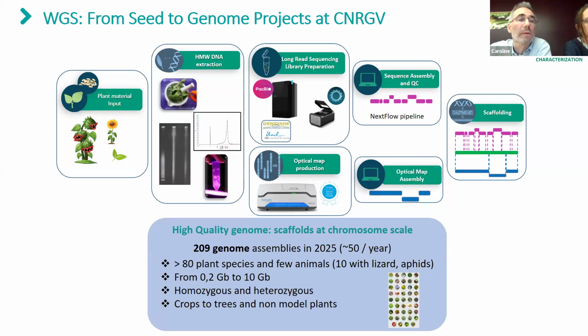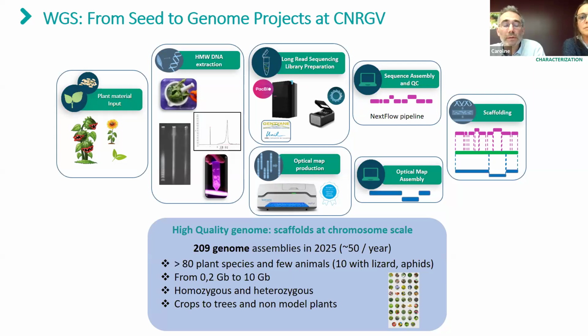So if you send us seeds or plant leaves, we can grow them and then do the high molecular weight DNA extraction and then prepare the library for the sequencing, and then send it to the INRAE platform like Gentian. And after that, receive the data, assemble it, QC the assembly, and scaffold them, and now recently annotate the genome.